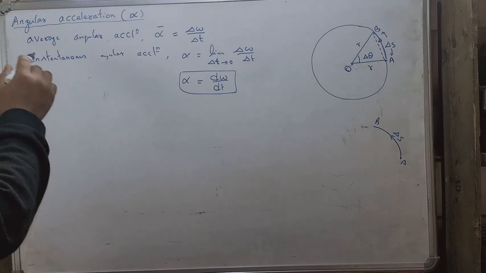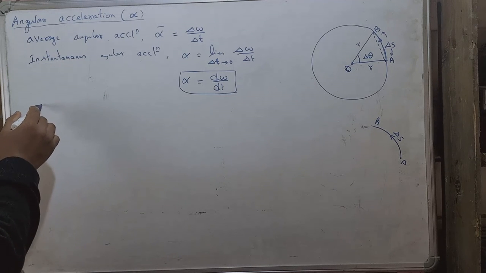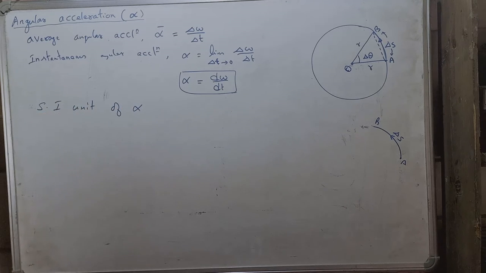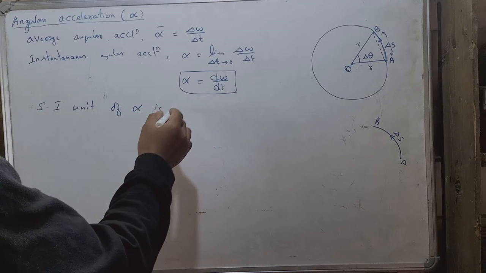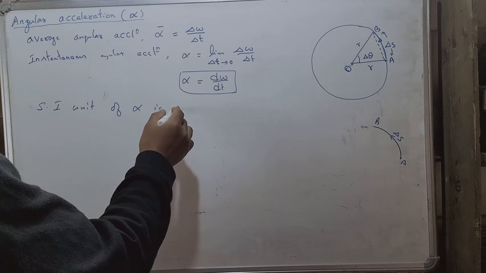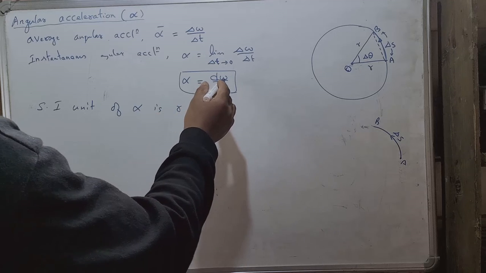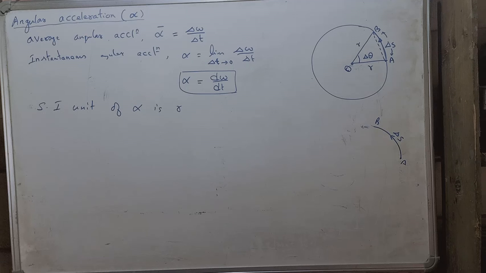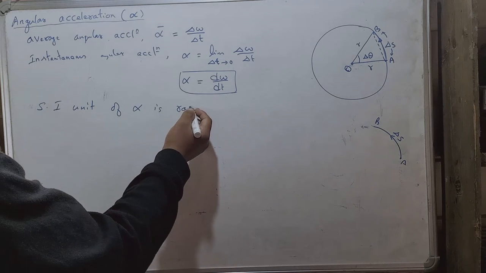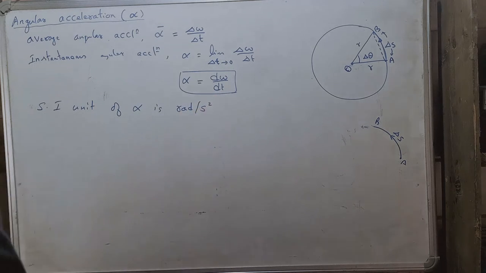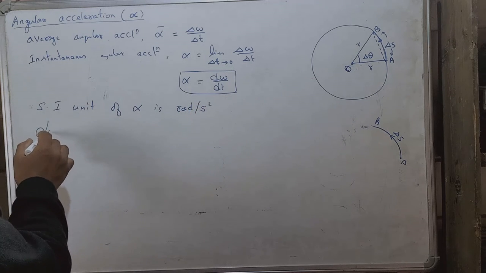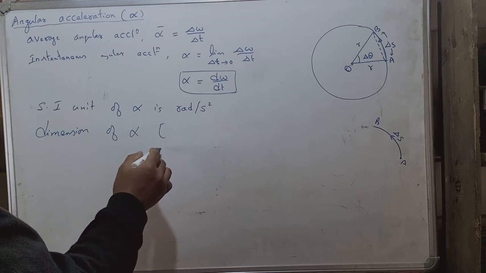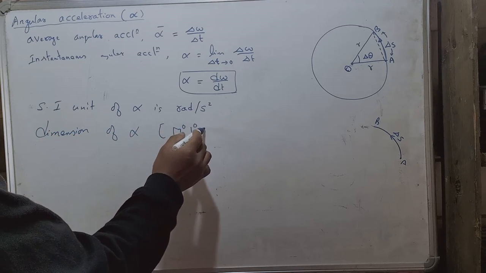Now, this angular acceleration has a unit, and the SI unit of alpha, which means angular acceleration, is radian, because we have seen before that omega has a unit of radian per second. So along with this second, it becomes radian per second square. Okay, and the dimension of this angular acceleration will be M^0 L^0 T^-2.